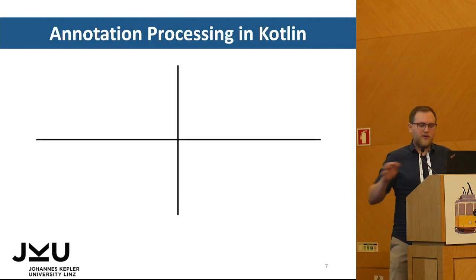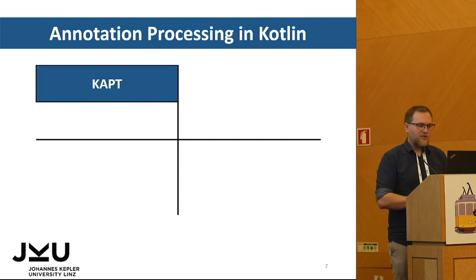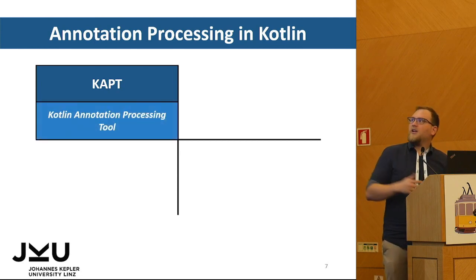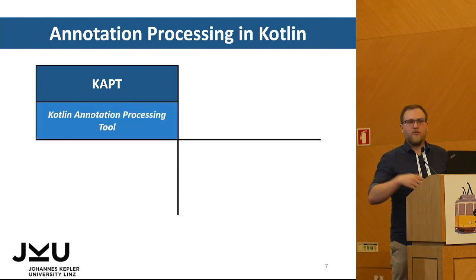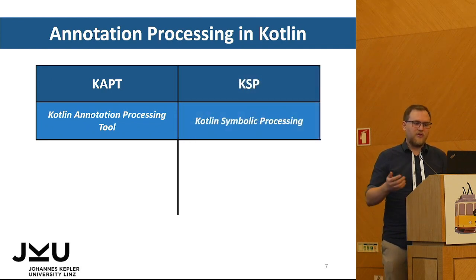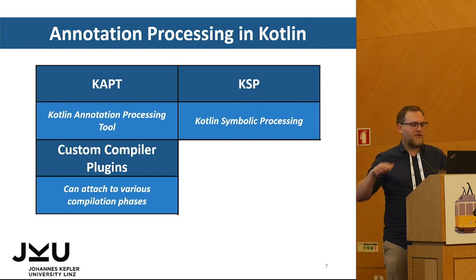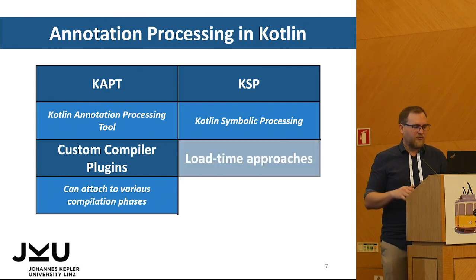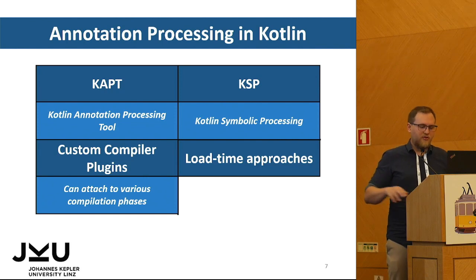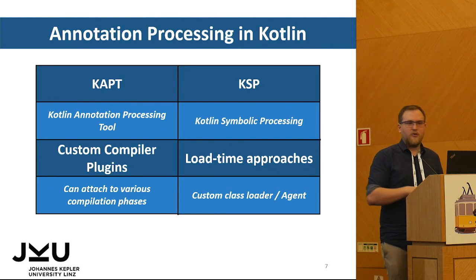Generally, there are 4 different ways how we can do that. The first one is how we can process annotations. There is KAPT, which is the Kotlin Annotation Processing Tool. This was the first tool introduced to work with annotations in Kotlin. Then there is KSP, which is the Kotlin Symbolic Processing. There is our custom compiler plugins. They're extremely versatile and can attach to various phases in the compilation process. And then there are load-time approaches that do not work during compilation, but when the program is run. For example, we could use a custom class loader or Java agents, which most of you are probably familiar with.